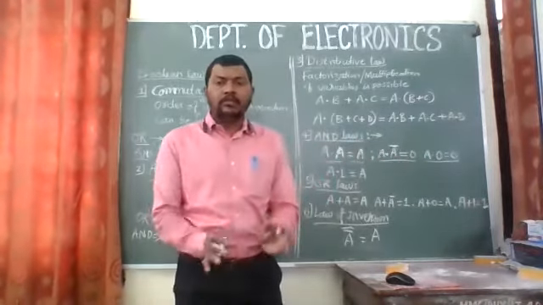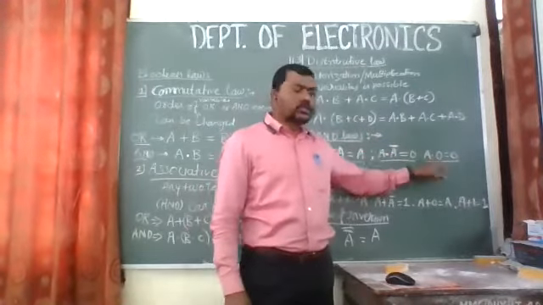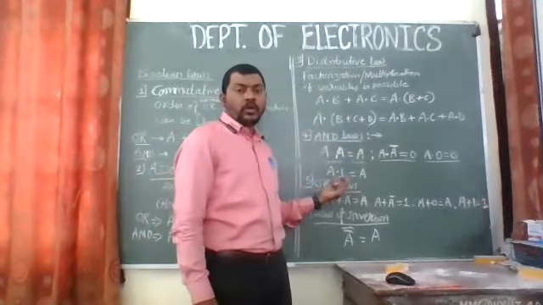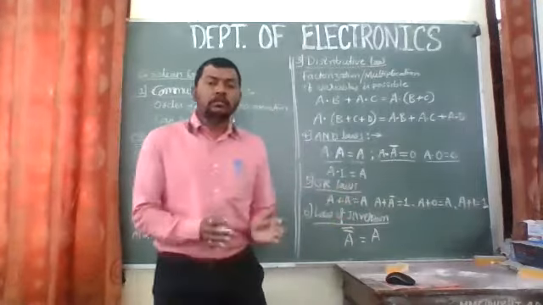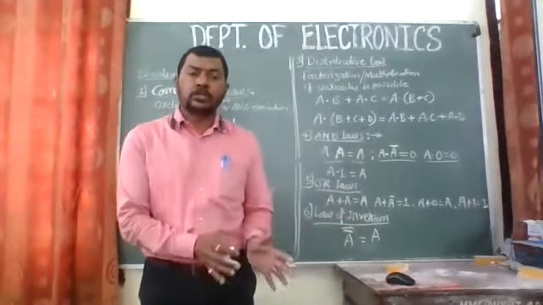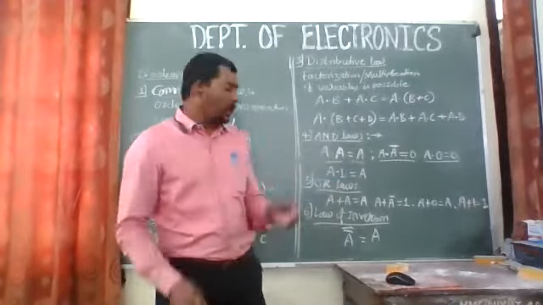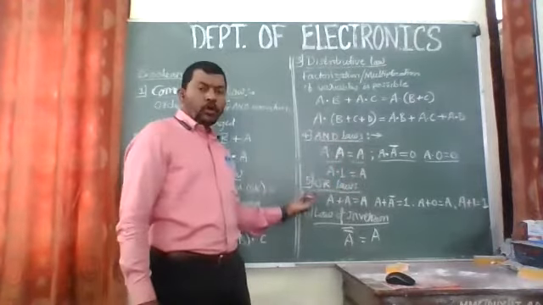Third is A dot 0. If you multiply any variable with 0, the output will be 0. So A dot 0 is 0. And the fourth one is, if you multiply a variable with 1, what will be the output? So A dot 1 will be A. Whatever the variable is, if it is 0, then the output will be 0. If that variable is 1, the output will be 1. Right? So A dot 1 is equal to A.